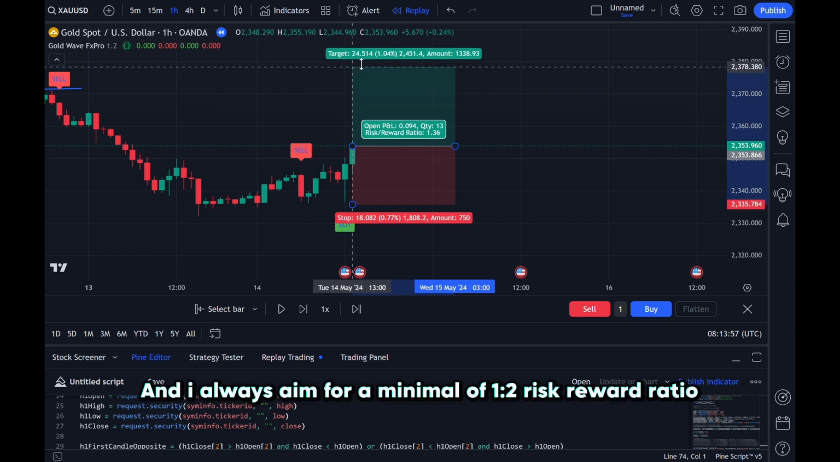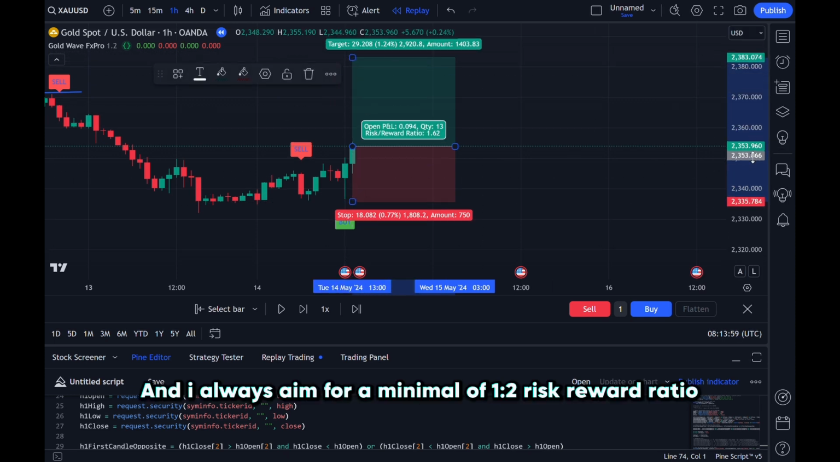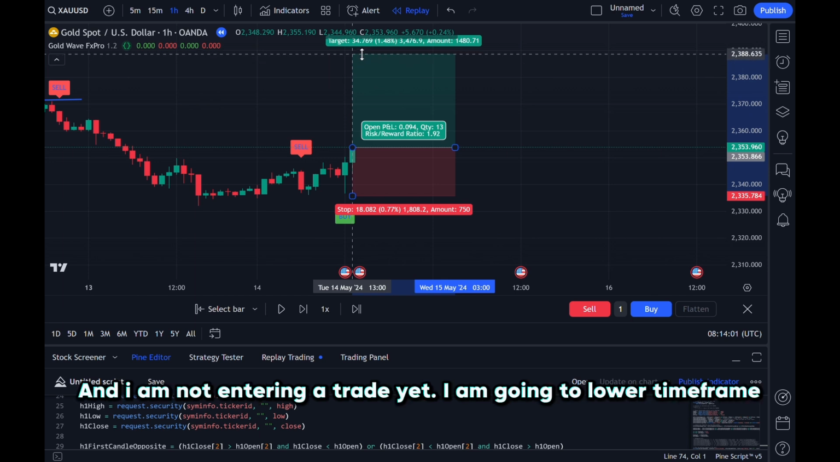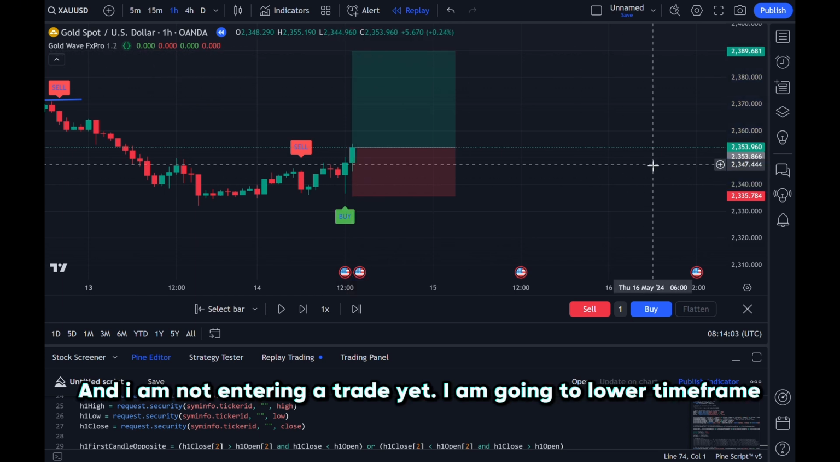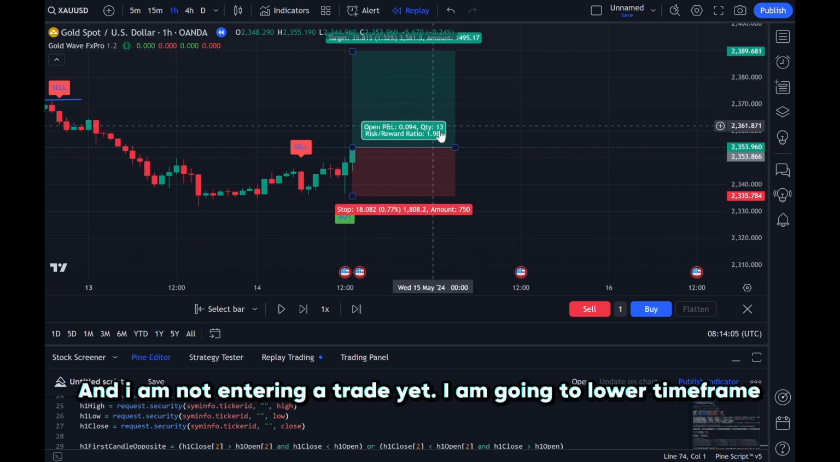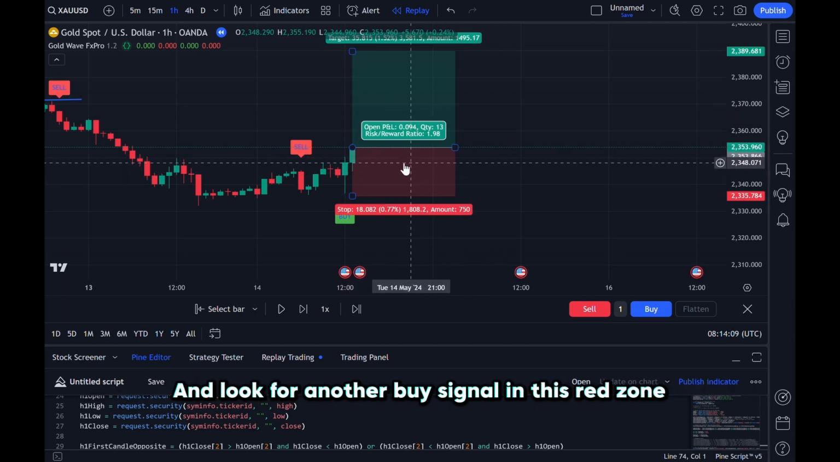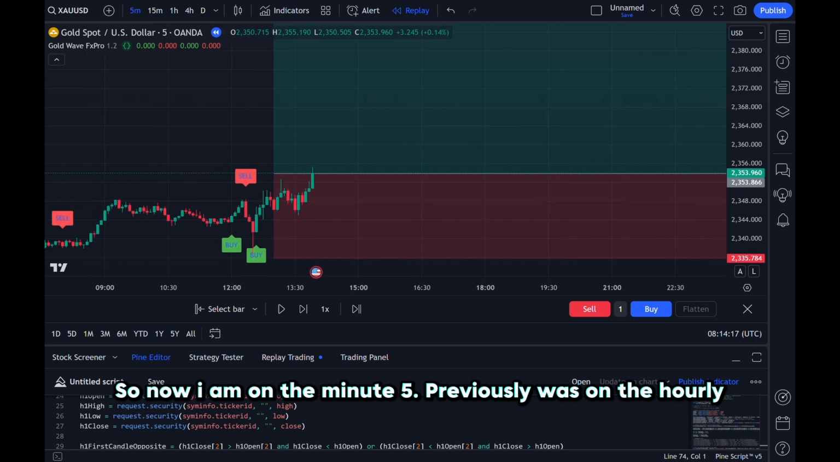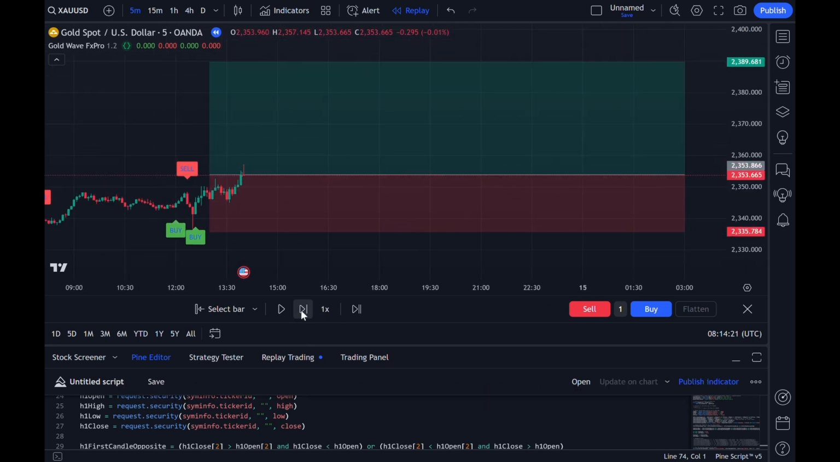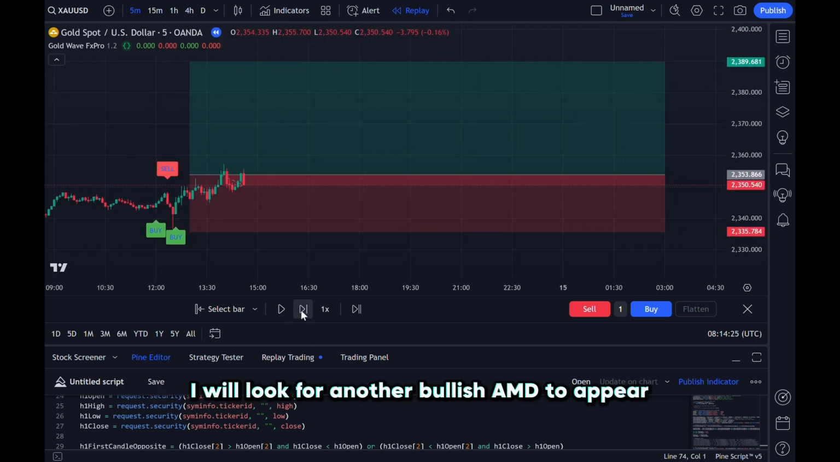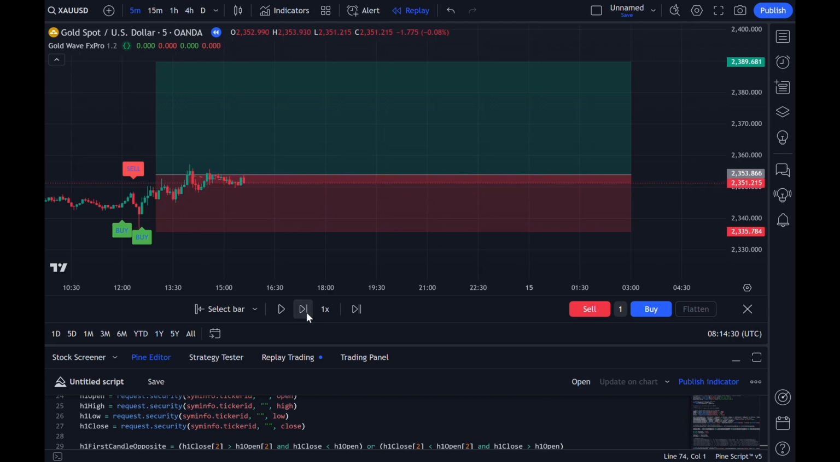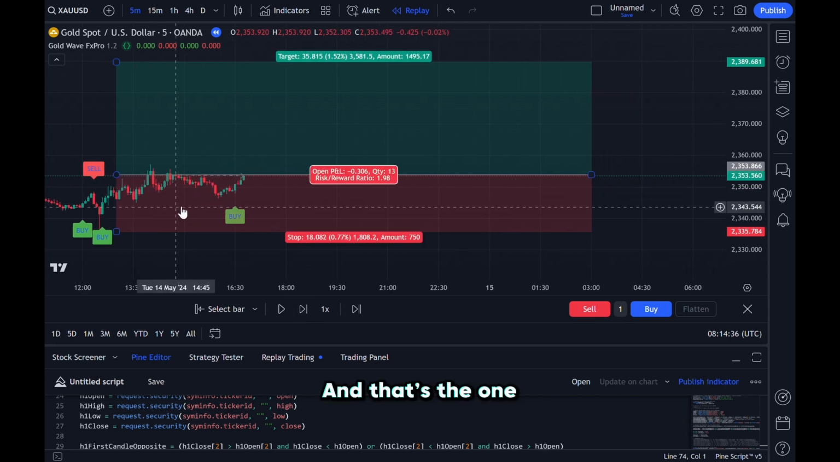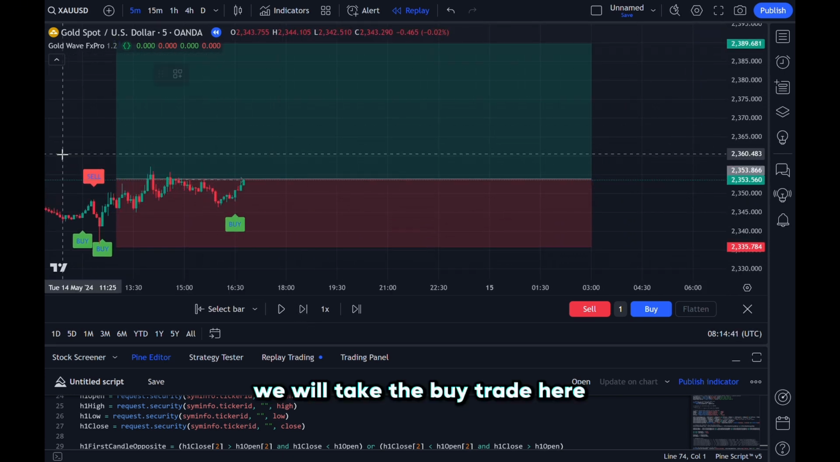And I always aim for a minimal of 1.2 risk-reward ratio, and I am not entering a trade yet. I am going to lower time frame and look for another buy signal in this red zone. So now I am on the minute 5, previously was on the hourly. I will look for another bullish AMD to appear. And that's the one. We will take the buy trade here.